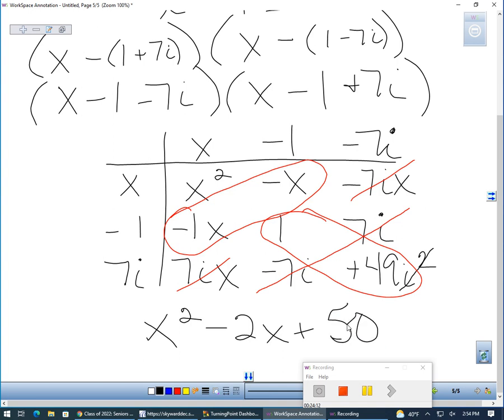So if we were to take that polynomial and do the quadratic formula, we would be back to the answers 1 plus and minus 7i. All right? That's where that comes from.